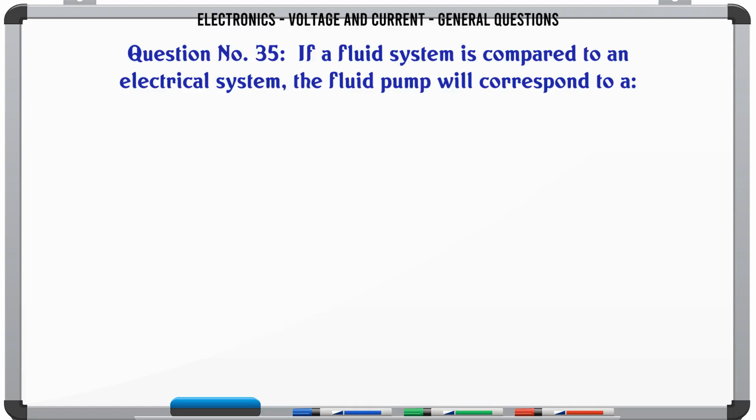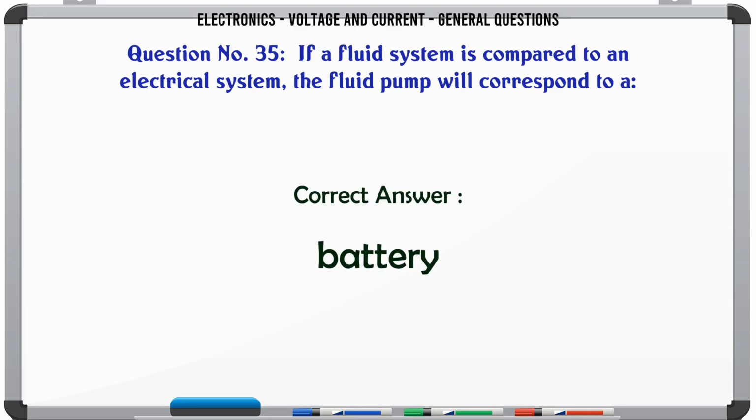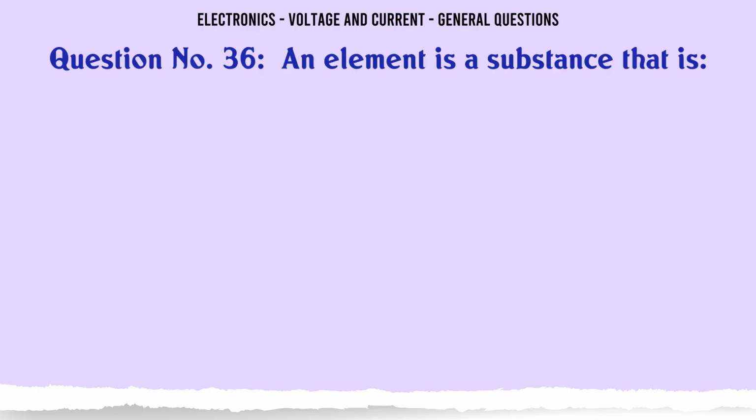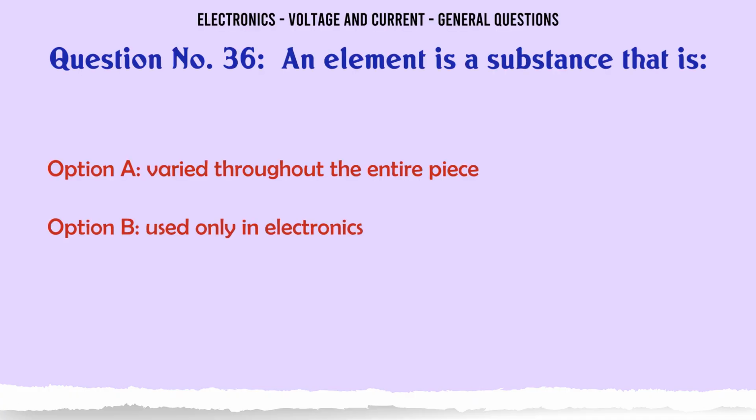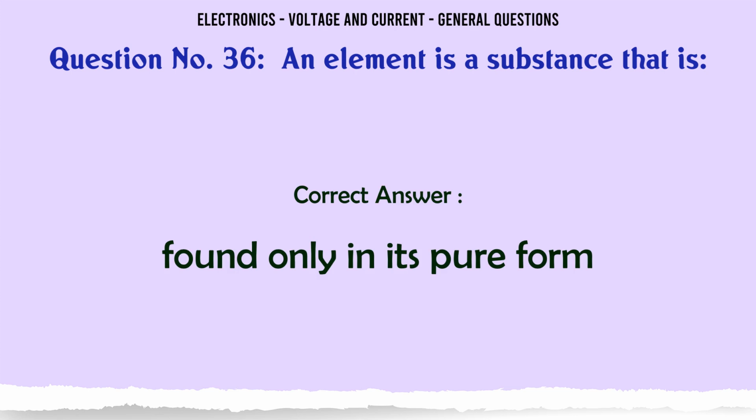If a fluid system is compared to an electrical system, the fluid pump will correspond to A. conductor. B. lamp. C. battery. D. insulator. The correct answer is battery. An element is a substance that is A. varied throughout the entire piece, B. used only in electronics, C. electrically charged, D. found only in its pure form. The correct answer is found only in its pure form.